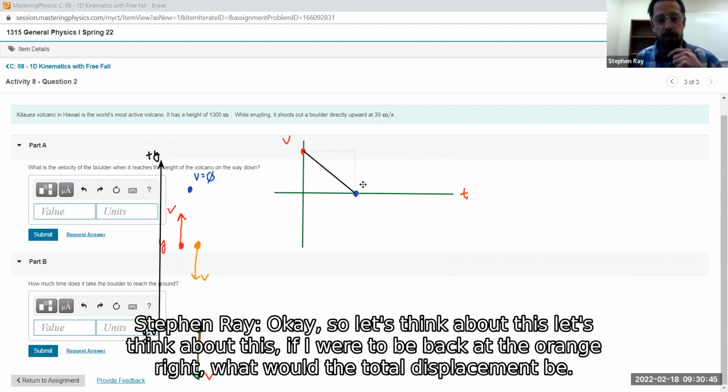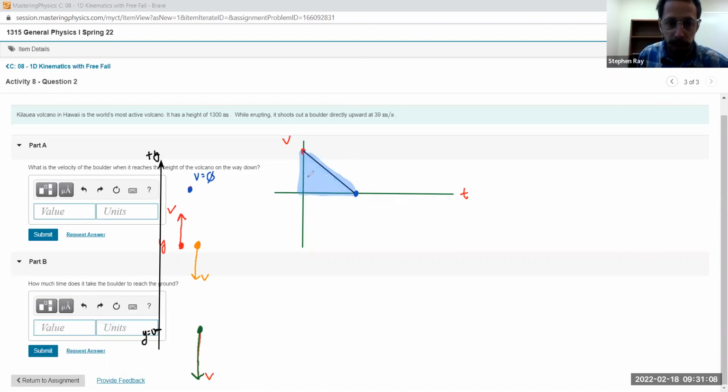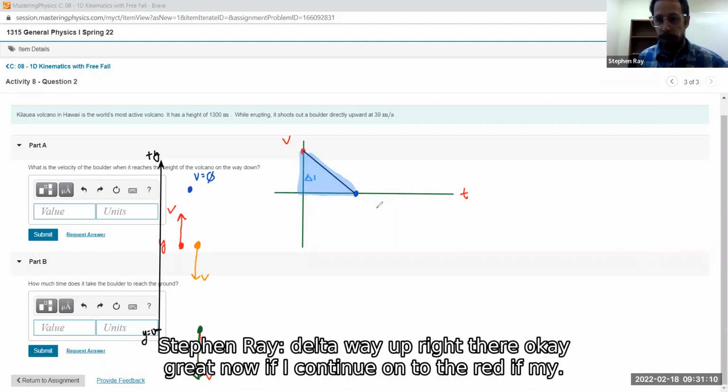Let's think about this. If I were back at the orange, what would the total displacement be? If I start at red, go up to blue, and back down to orange at the same height, your total displacement is, hopefully you say, 0. That's absolutely right. Good job. So this right here is going to be the displacement up, delta y up.